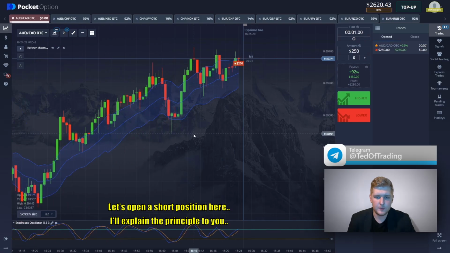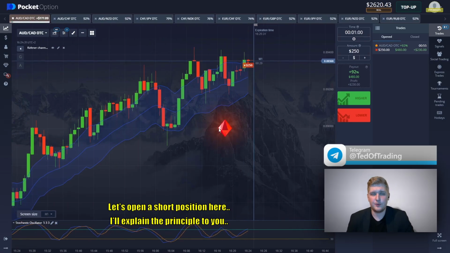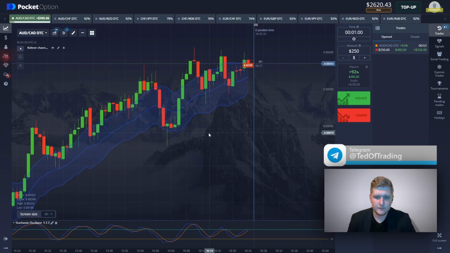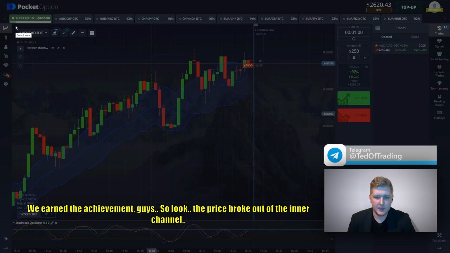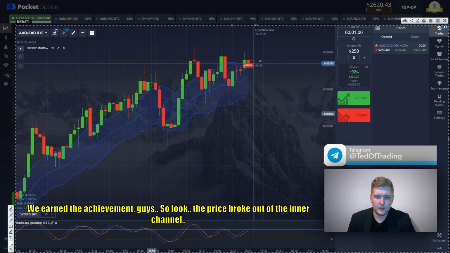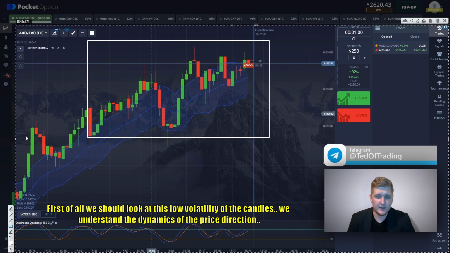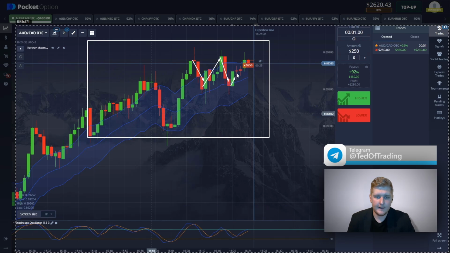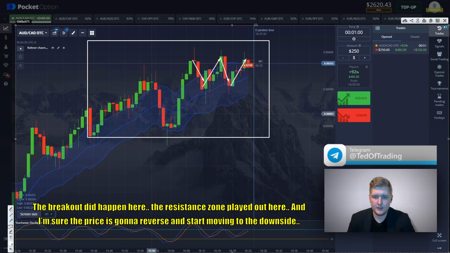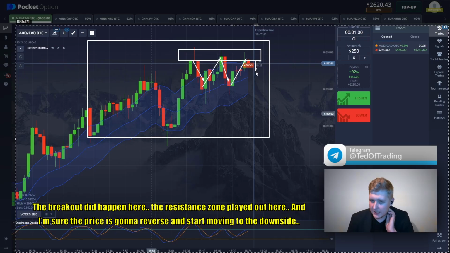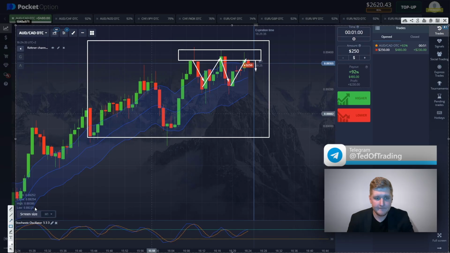Let's open a short position here. I'll explain the principle to you. So look, the price broke out the inner channel. First of all, we should look at this low volatility of the candles. We understand the dynamics of the price direction. The breakout did happen here. The resistance zone played out here. And I'm sure the price is gonna reverse and start moving to the downside.